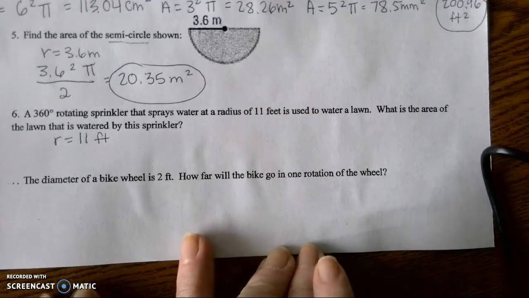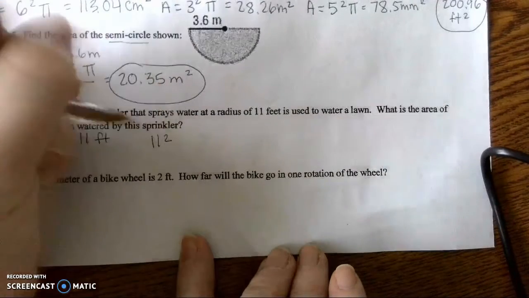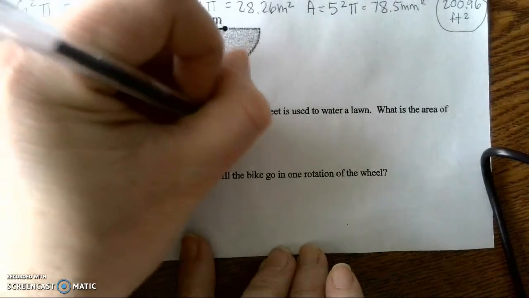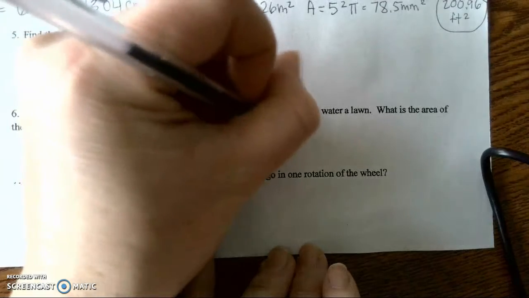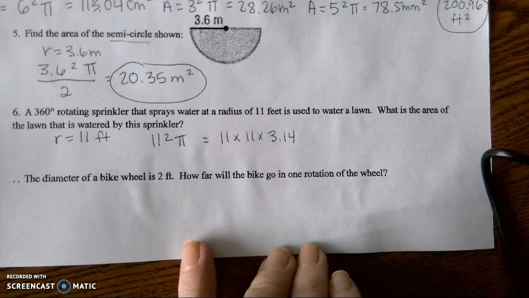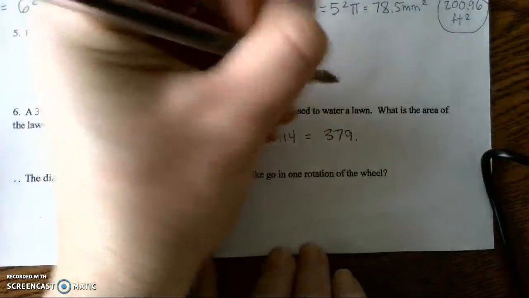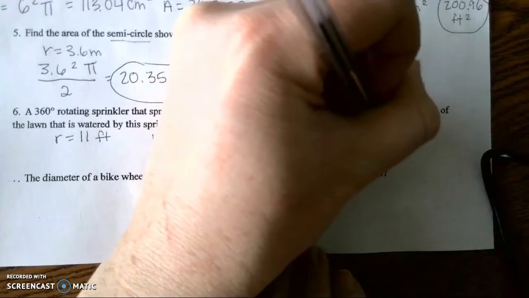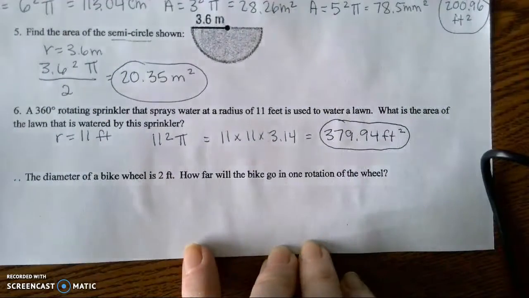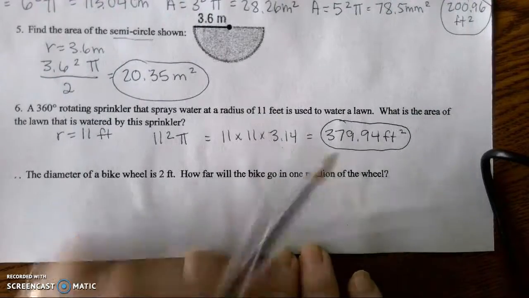So in order to figure out this problem, we need to do 11 squared times pi, which you're essentially doing 11 times 11 times 3.14, right? That's all you're typing in your calculator. And when you do that, you would get 379.94 feet squared. And that would be your answer. So that's your radius squared times pi, and then there's your answer.